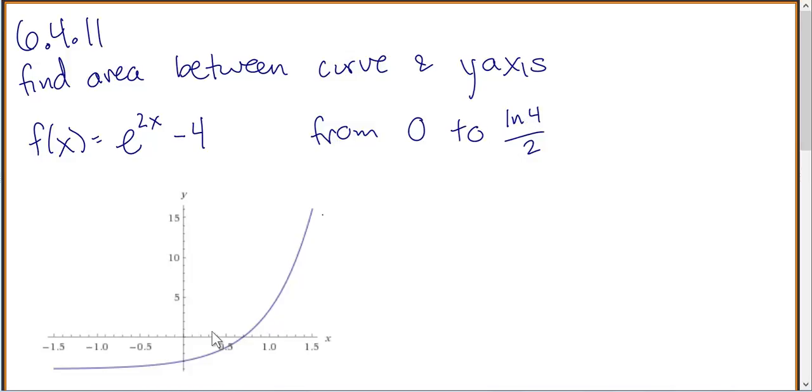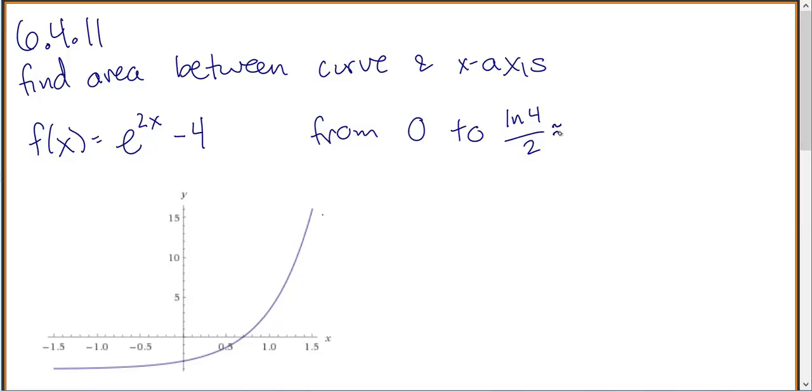Okay. So the first thing you always want to do is graph it, because most importantly you want to know, is this curve above or below, oh, I wrote the y-axis, I meant to say the x-axis. We're always finding the area between the curves and the x-axis. Okay. So we want to know if it's above or below the x-axis. So it looks like we're going from 0 to natural log of 4 over 2.